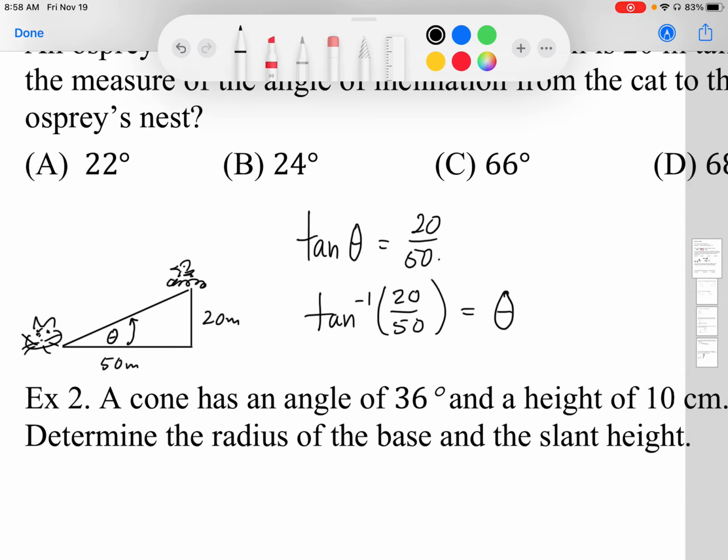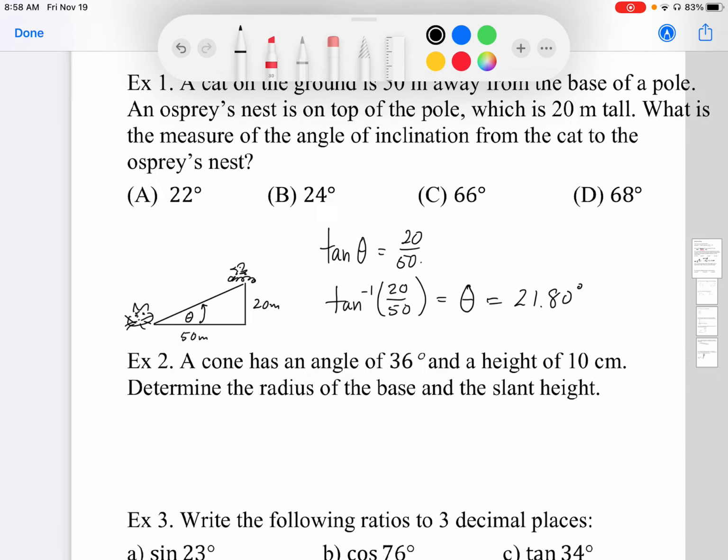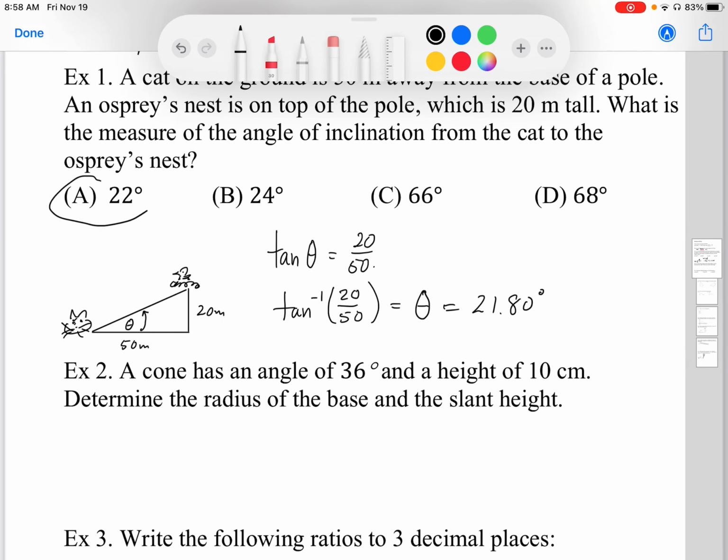So I need my calculator here because that's not a special angle. So inverse tan of 20 divided by 50 is going to give me 21.80 degrees. So theta works out to be, from my calculator, 21.80 degrees. So we're going to round that to 22 degrees. So the answer is A.